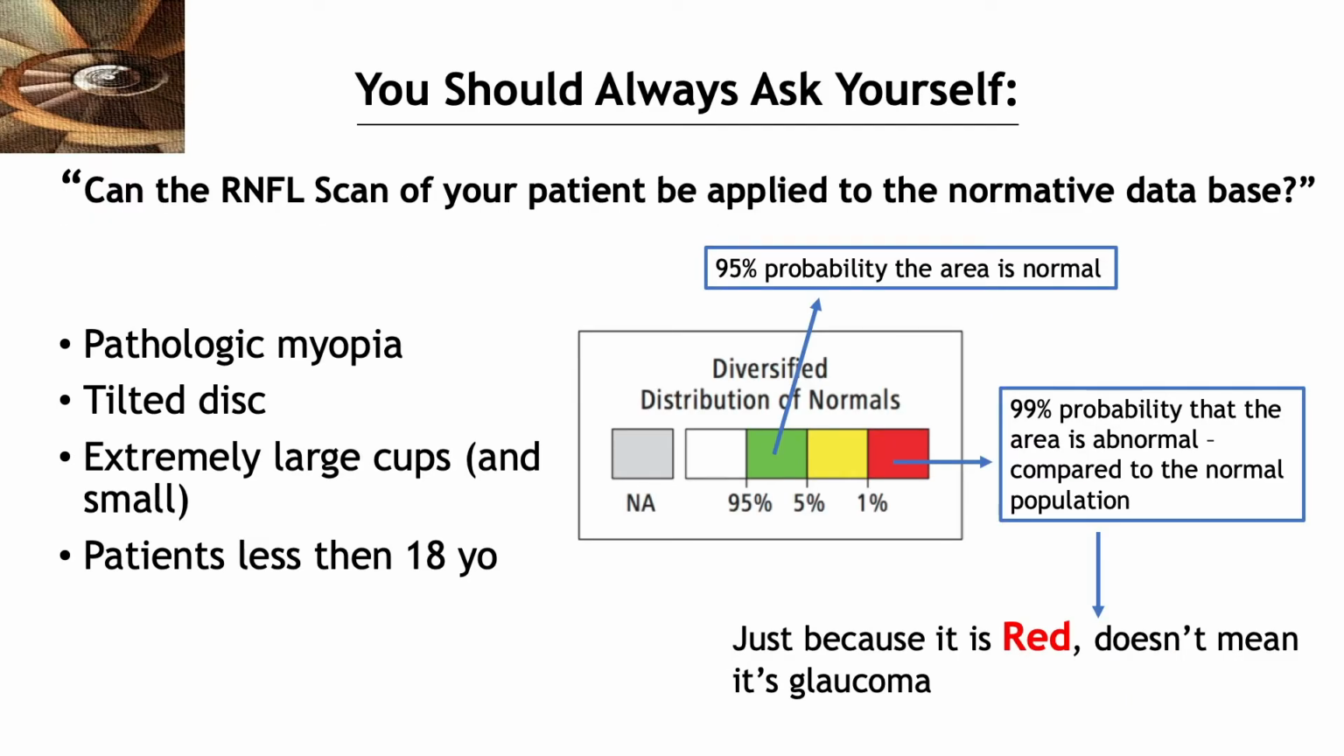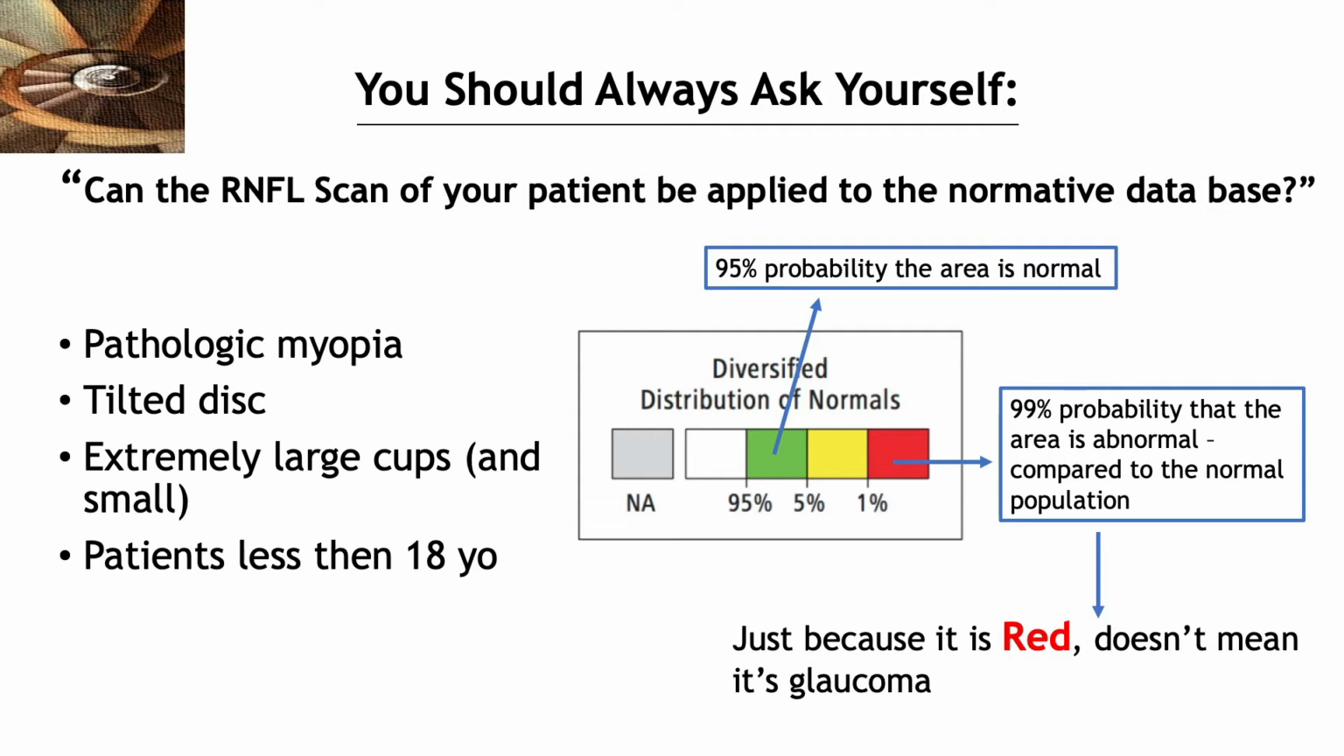I think the second rule that I always ask myself when I'm looking at a patient, just picking up my 90, looking at an optic nerve, the question is, can the RNFL scan of this optic nerve really be applied to the normative database? And I think we recognize that that normative database is predicated on a normal age-matched population. So there's some situations where you're not able to apply that.